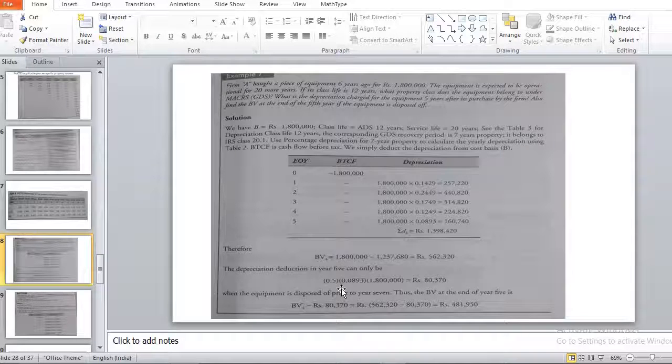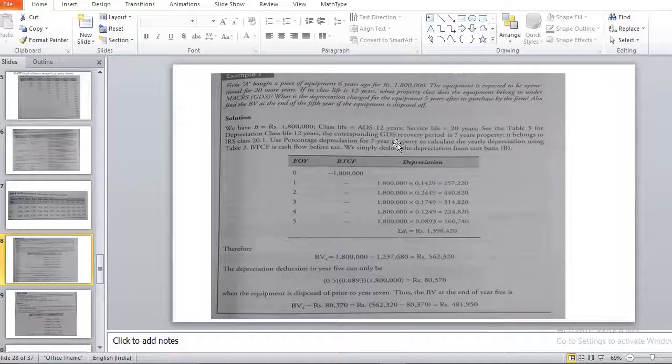So we consider only half of the depreciation. That depreciation is calculated as 18 lakh into 0.0893 for the 5th year, into 0.5. Half of this only we consider. According to the table, the fifth year depreciation comes to this much.